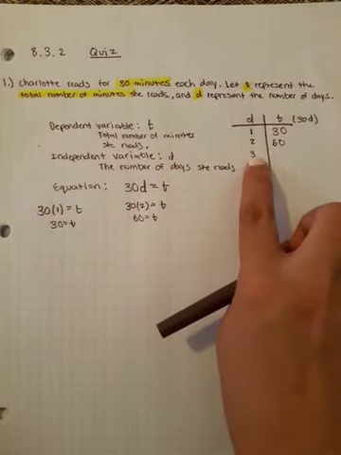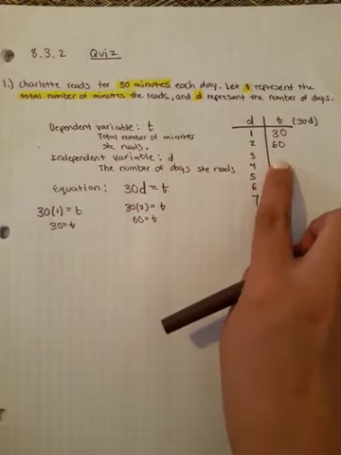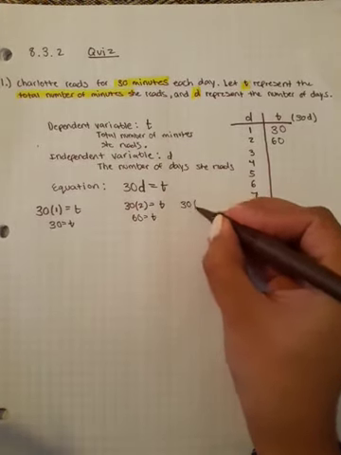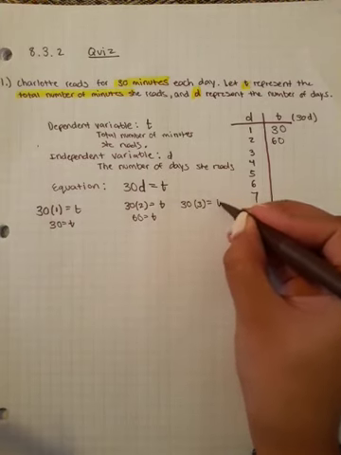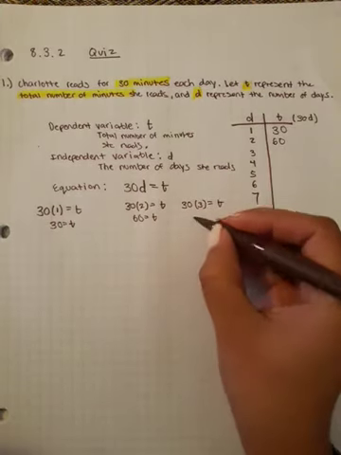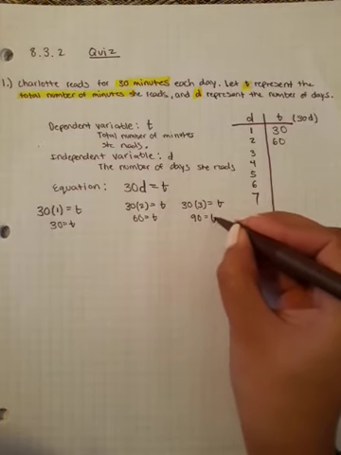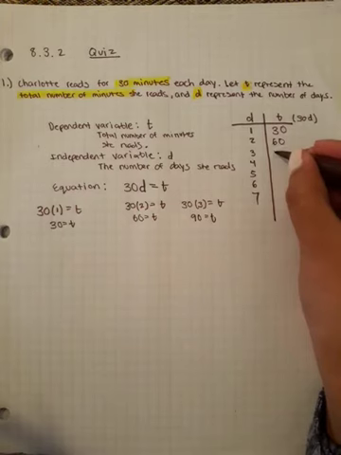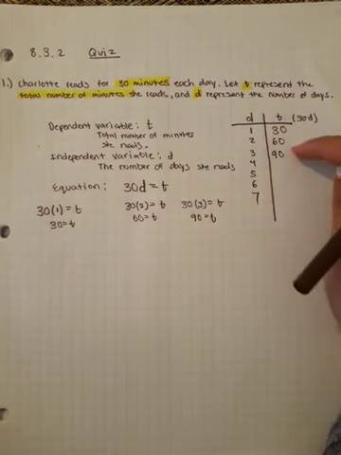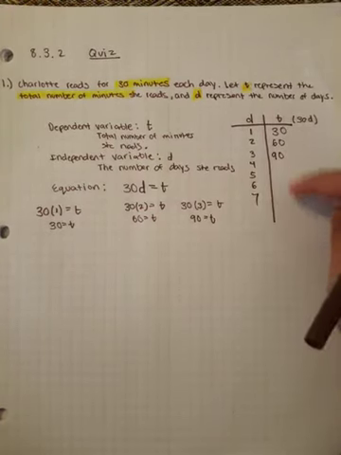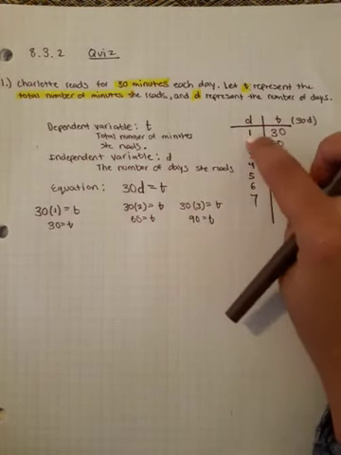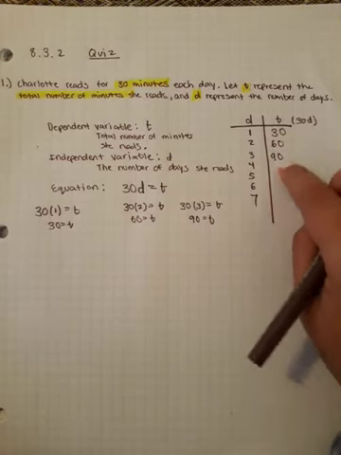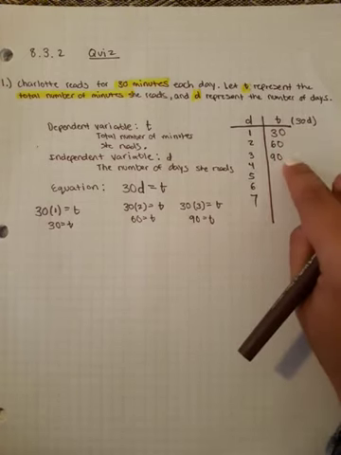All right, what about 3? If D equals 3, what does T equal? Plug it in. 30 times 3 equals T. 30 times 3 is 90. So T equals 90 when D equals 3. All right, and if you haven't noticed, there's also a pattern here. She reads 30 minutes each day. So every day that goes by, she's going to read for 30 minutes more, right? So right here, you can see 30, 60, 90.